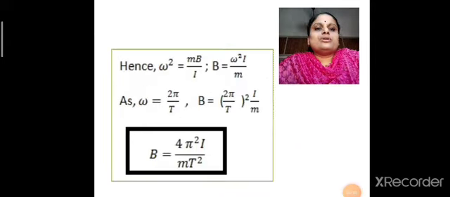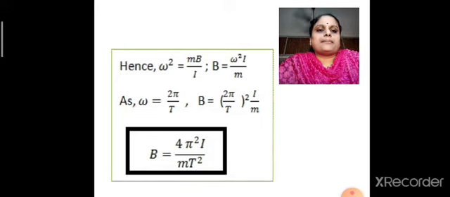So a dipole in a region of uniform magnetic field has an angular velocity omega equivalent to square root of mB by I. Hence, B is equivalent to omega square I by m. And also we have seen time period T is equivalent to 2 pi divided by square root of mB by I. From the above equation for B, substituting omega is equivalent to 2 pi by T, we get B is equivalent to 4 pi square I divided by m T square.